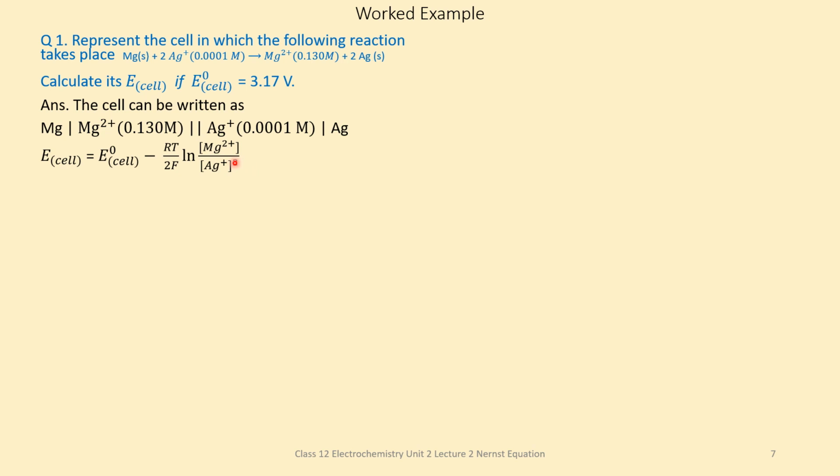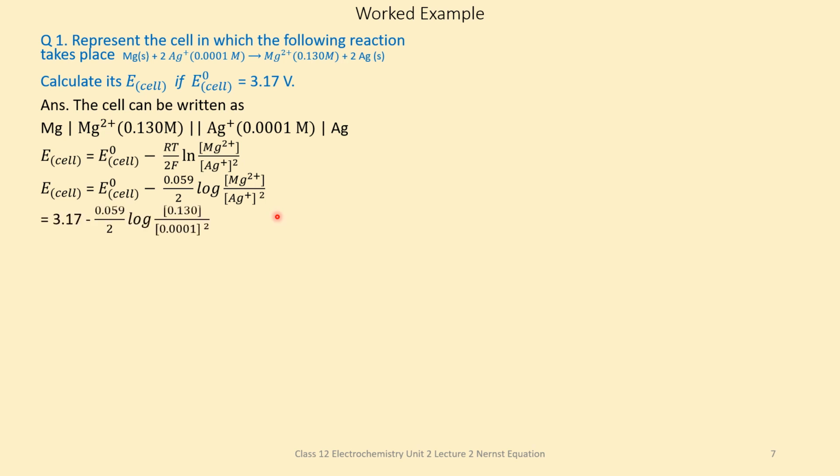Because here two ions of Ag are involved in the reaction. So 2 ions of Ag+ are involved. And the consolidated form of the equation can be written as E of cell is equal to E naught cell minus 0.059 over 2 into log of Mg2+ divided by Ag+ whole square, the concentration of Mg2+ and Ag+ whole square.